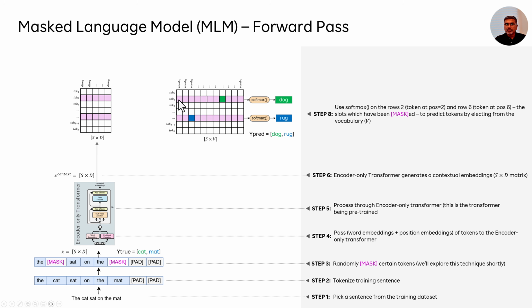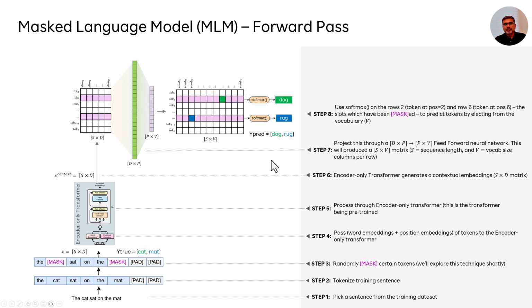So for this slot, you're going from 1 cross D to 1 cross V, and you're going to predict from there. You do the same for the other slot as well. So how do you take an S cross D matrix and project it into an S cross V matrix? It's pretty straightforward. You put in a feed forward neural network, right?